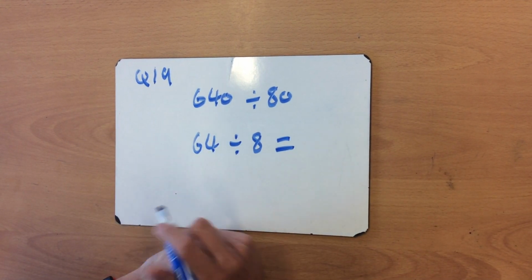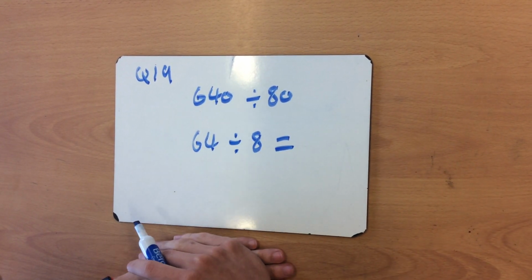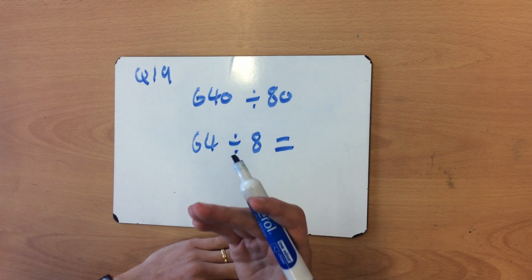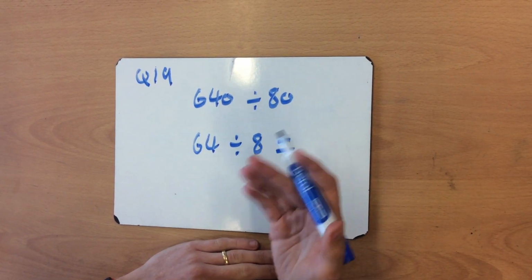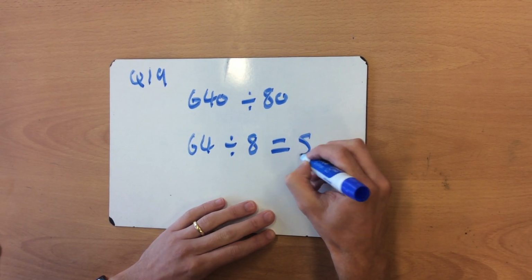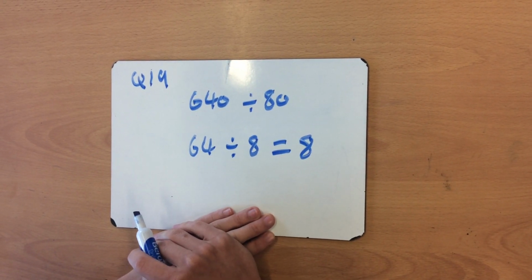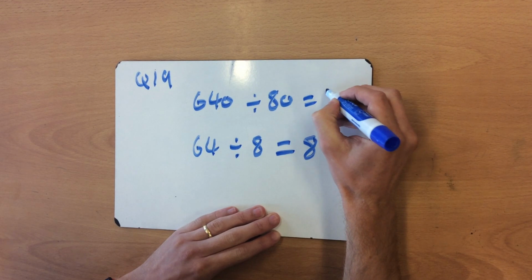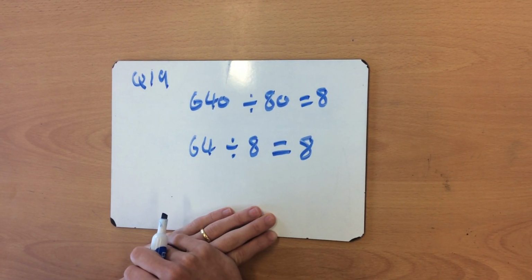I could easily do this now. 64 divided by 8, remembering my 8 times table, and even using my powers of 2 as well, so 8 squared is the same as 64. So 64 divided by 8 is also 8. So the answer to this calculation is therefore 8.